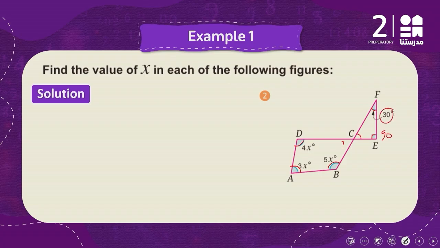90 plus 30, they are 120. Take 120 from 180, so it will be 60. Or simply 90 minus 30, as this is 90.